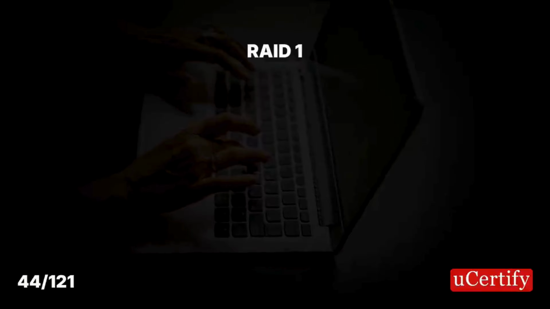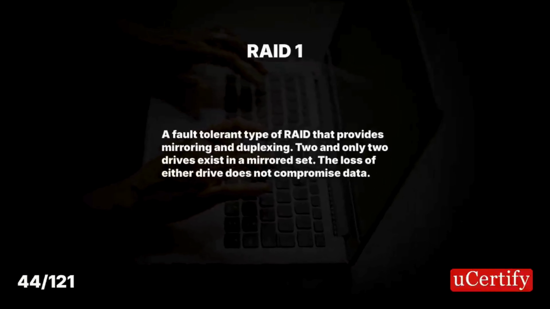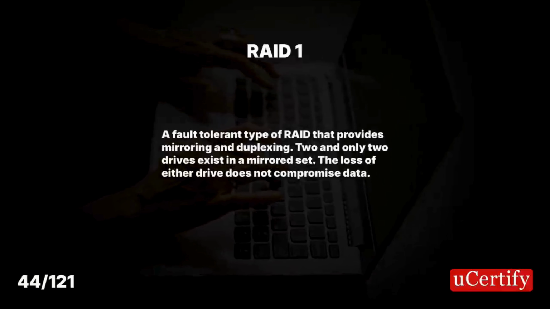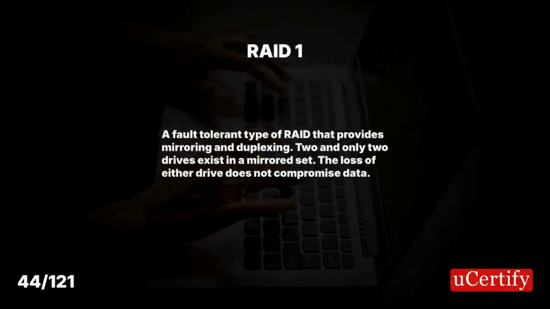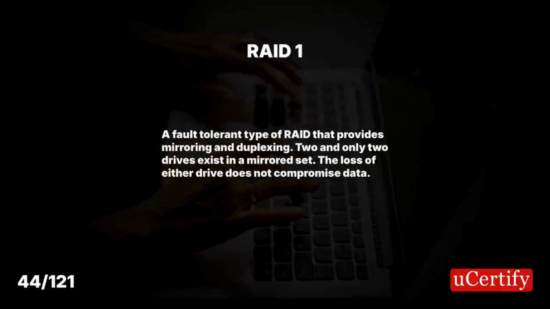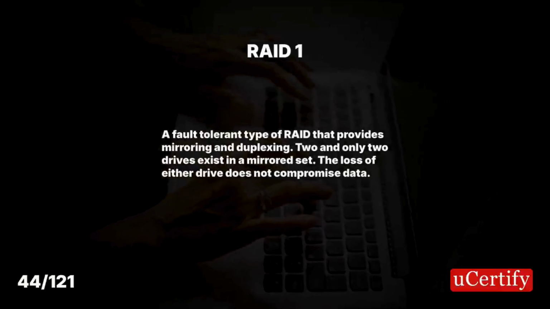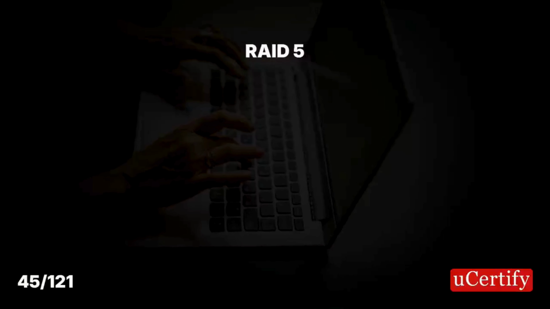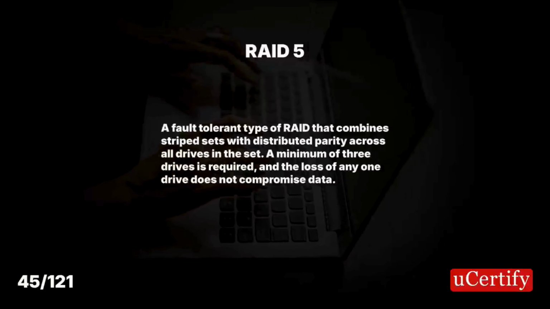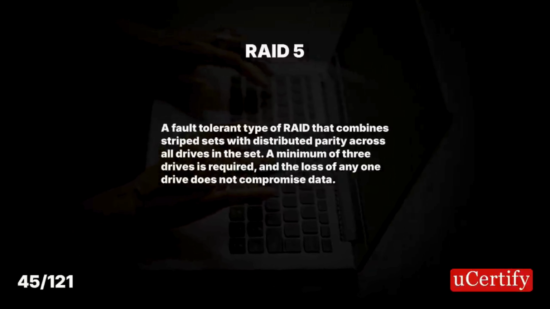Term: RAID 1. Definition: a fault-tolerant type of RAID that provides mirroring and duplexing. 2 and only 2 drives exist in a mirrored set. The loss of either drive does not compromise data. Term: RAID 5. Definition: a fault-tolerant type of RAID that combines striped sets with distributed parity across all drives in the set. A minimum of 3 drives is required, and the loss of any one drive does not compromise data.